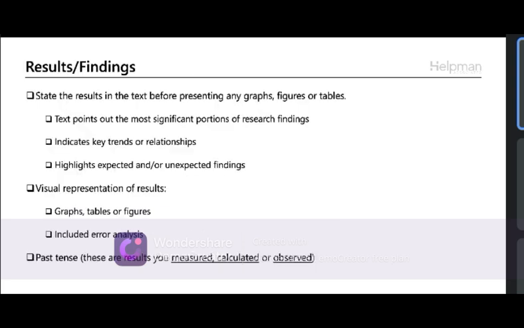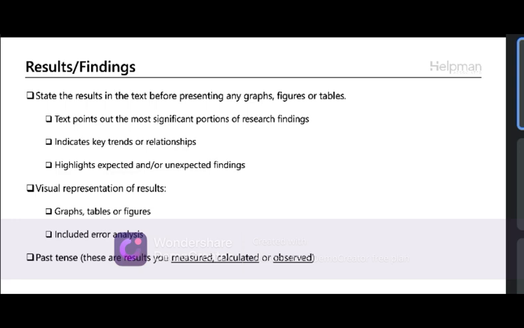The results or the findings. The rule is that you have to state the result before any graphs, figures, or tables. The rule is that you cannot be discussing a table after you've presented it in a writing. The discussion of a table has to precede the table. Whether it's a table or a figure or a graph, the discussion has to come before that graph or table. You can't be discussing a table after you presented that graph. No, it is before you present it. Okay? So state the results in the text before presenting graph, figures, or tables.